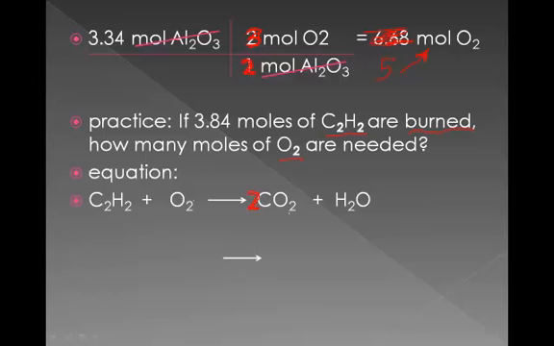So I've got 2 CO2s here, which gives me a total of 1, 2, 3, 4, 5 oxygens on this side. I can't get 5 oxygens on that side, so it looks like I'm going to need to double all this stuff. So let's make that a 2, make that a 4.